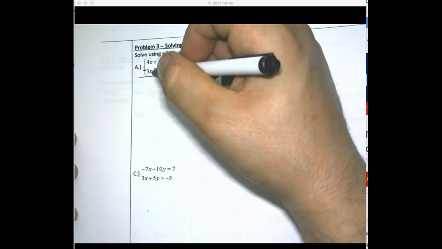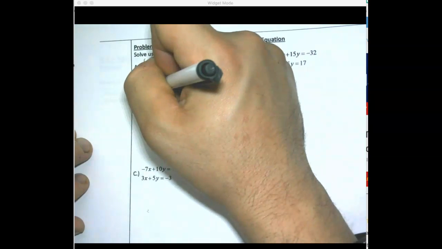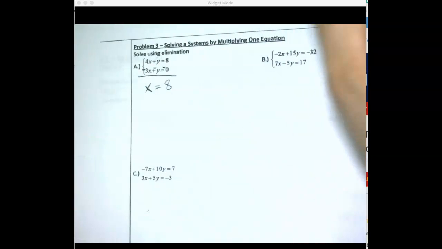But when I change the y to a minus y, I also have to change the 3x to a minus 3x, and 0 doesn't really matter, the sign that is. So 4x minus 3x, or if you prefer 4x plus negative 3x is x, y plus negative y is 0, you don't need that. 8 plus negative 0 is still 8, and that one's actually solved, but just by subtracting. x is 8.